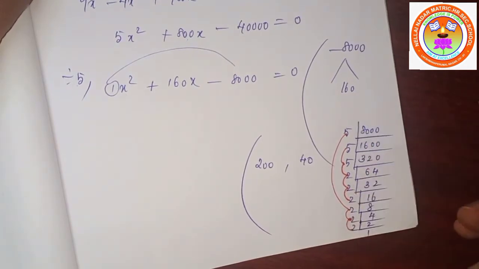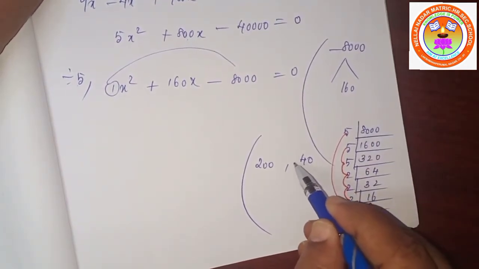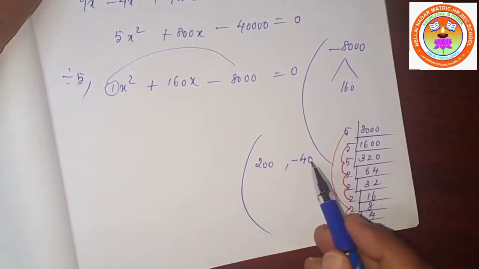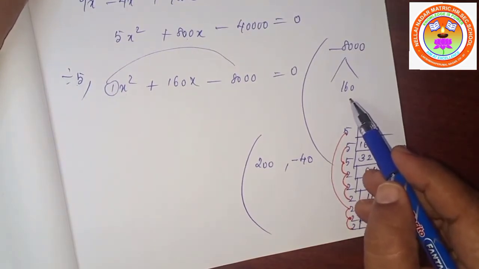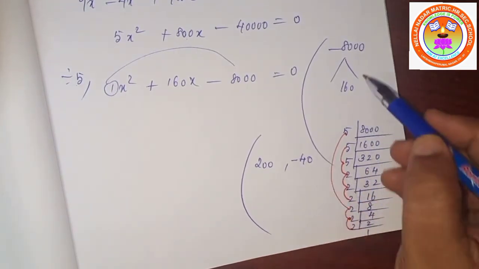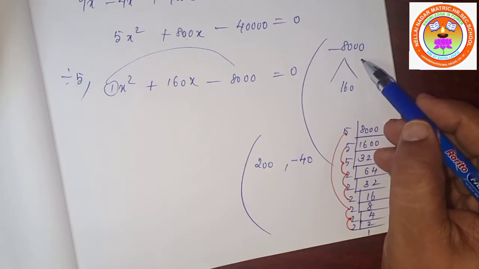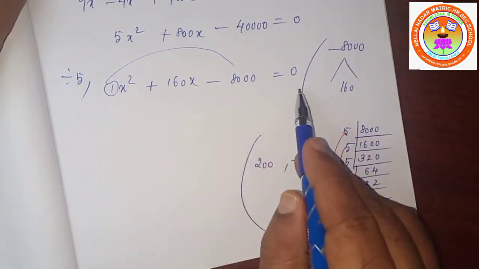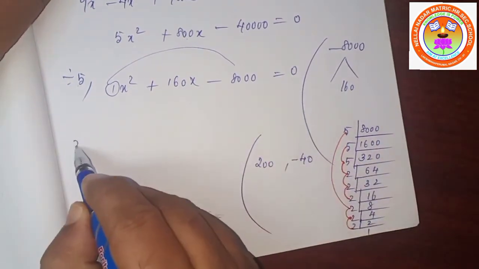For getting 160, we have to introduce minus 40. 200 minus 40 is equal to 160. 200 into minus 40 is equal to minus 8,000. Since it is a quadratic equation, you can find the values of x directly.